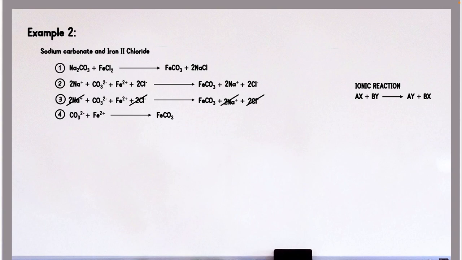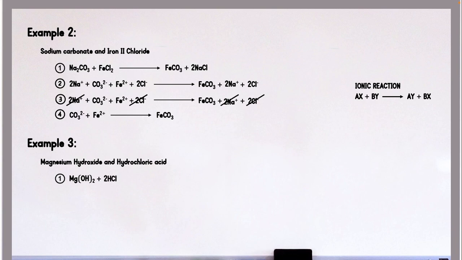Awesome. So now let's take a look at a different example. We have example 3, which says magnesium hydroxide and hydrochloric acid. As before, we follow the same process. Magnesium hydroxide plus hydrochloric acid.